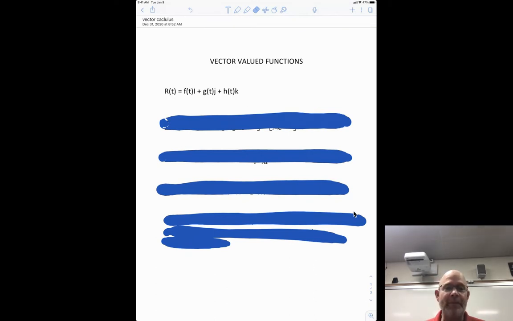So vectors describe motion. We're going to do vectors in both 3 dimensions and 2 dimensions. Most of our stuff will be in 2 dimensions, but it works in 3 dimensions.